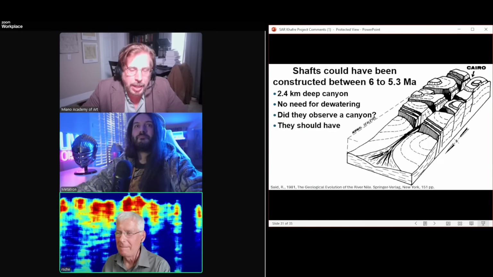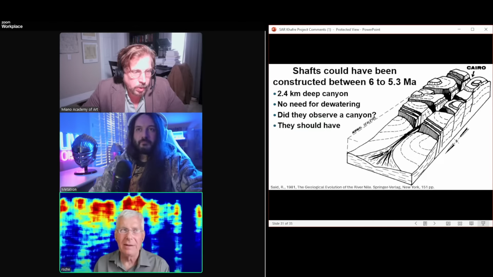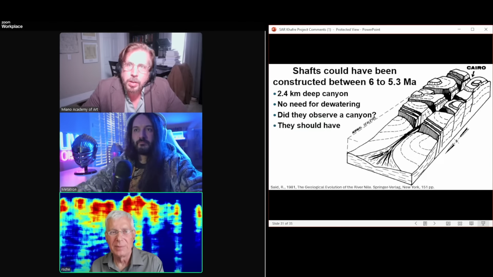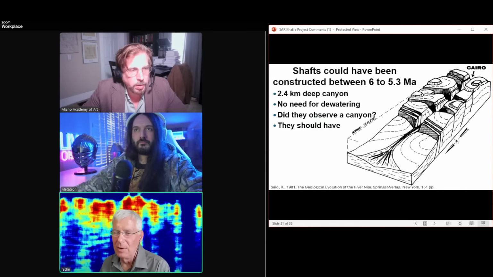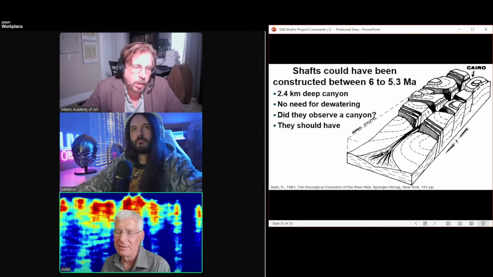Wasn't the Nile even higher than it is now? I don't know exactly where that falls within the glacial period, but the ocean levels are going to go up and down with that. But no way would you ever have been able to construct anything that goes 2 meters down. I mean, 2 kilometers down.